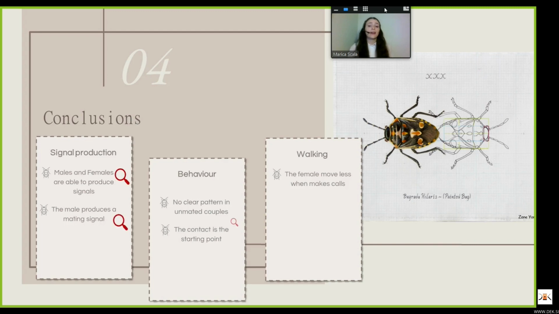It is clear that there are a lot of open questions that need further investigation. We have characterized for the first time the signal emitted by Bagrada hilaris, but further analysis is required in order to try to understand better the behavior of this species and to use this knowledge in our favor to develop future control strategies.